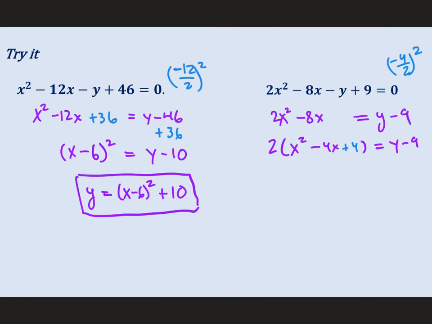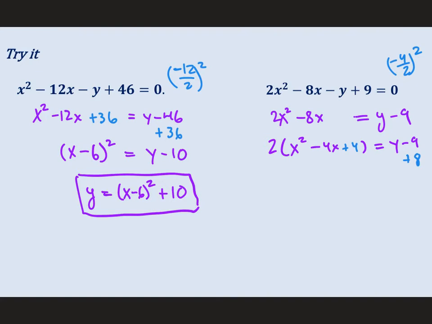But remember, this is really 2 times 4. So I'm not going to add 4 to the right side. Instead of adding 4, I'm going to add 2 times 4, which is 8. When I add this 4 right here, it's really a 2 times 4, and so I need to add double 4 or 8 to the other side.